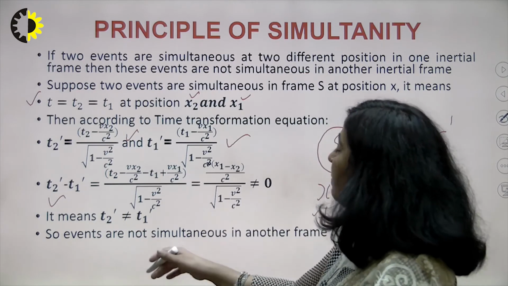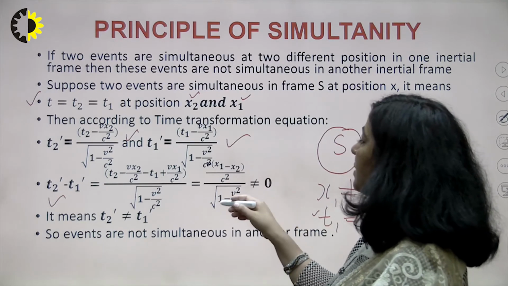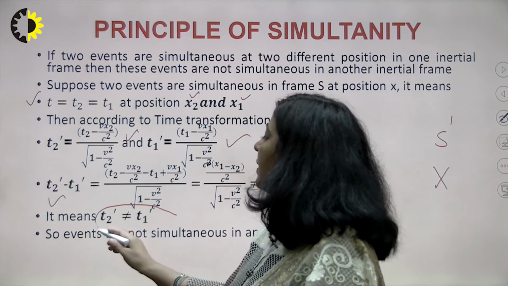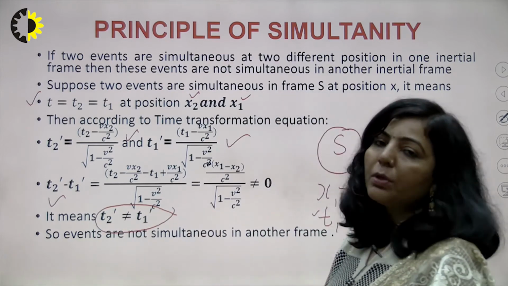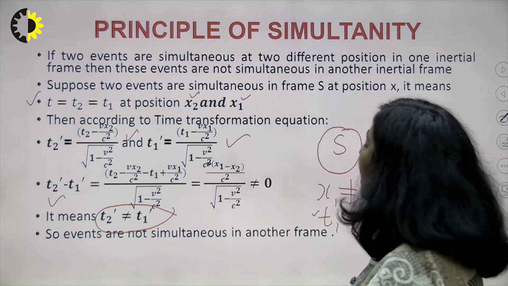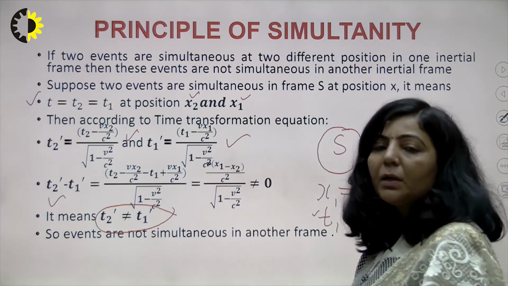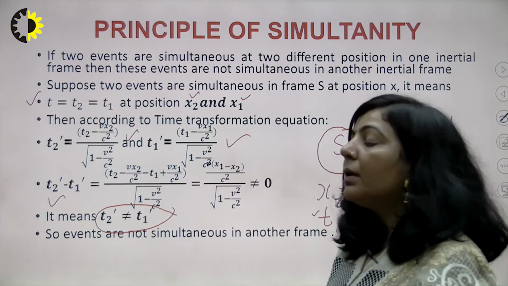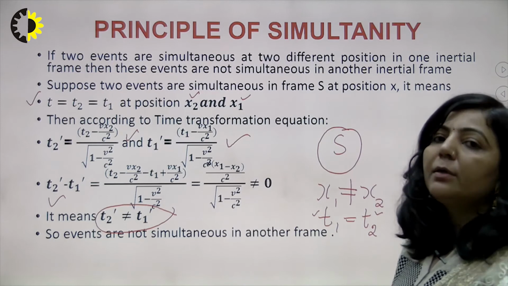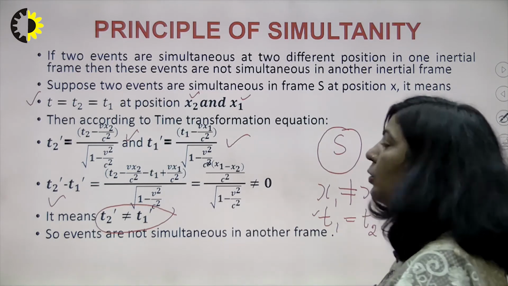If you simplify this, you get v upon c square times x1 minus x2 upon this, which is not equal to 0. It means t2 dash minus t1 dash is not equal to 0. So both are different, t2 dash is not equal to t1 dash. So the events are not simultaneous in another frame. So if two events are simultaneous in one inertial frame, those events need not be simultaneous in another inertial frame. This is our principle of simultaneity. I hope this is clear.